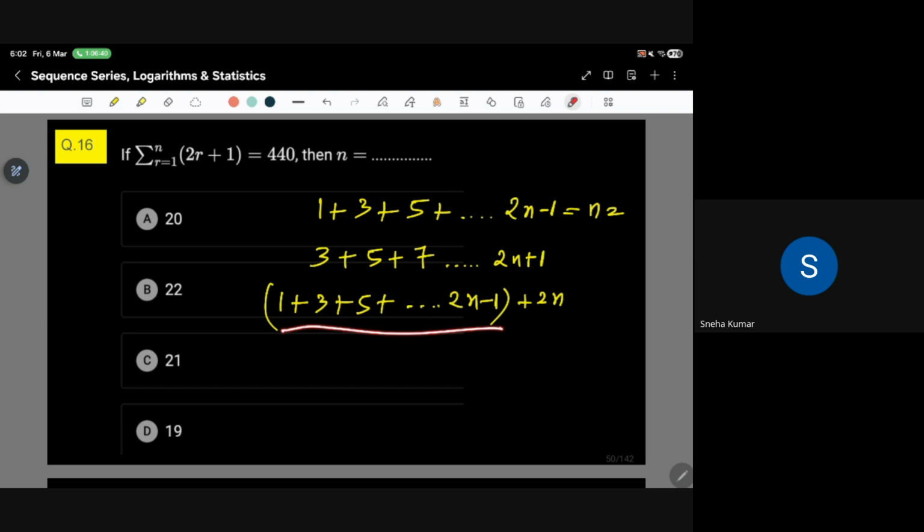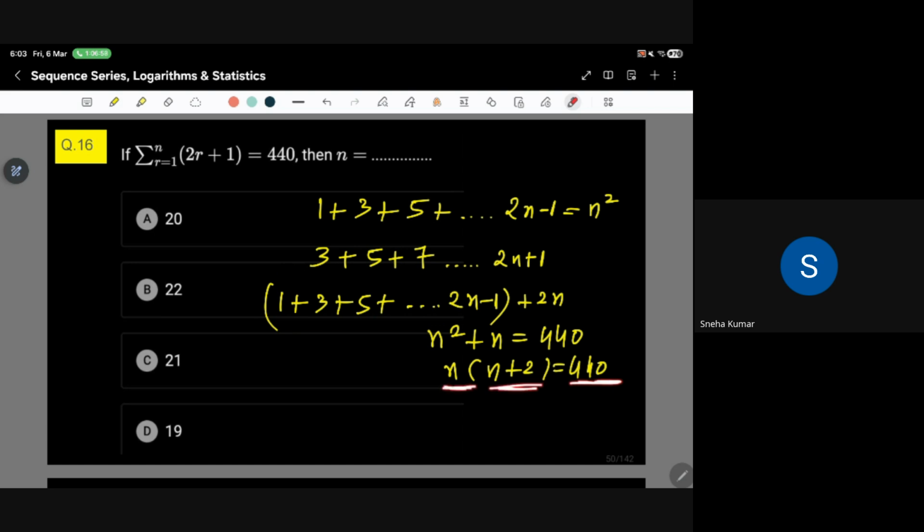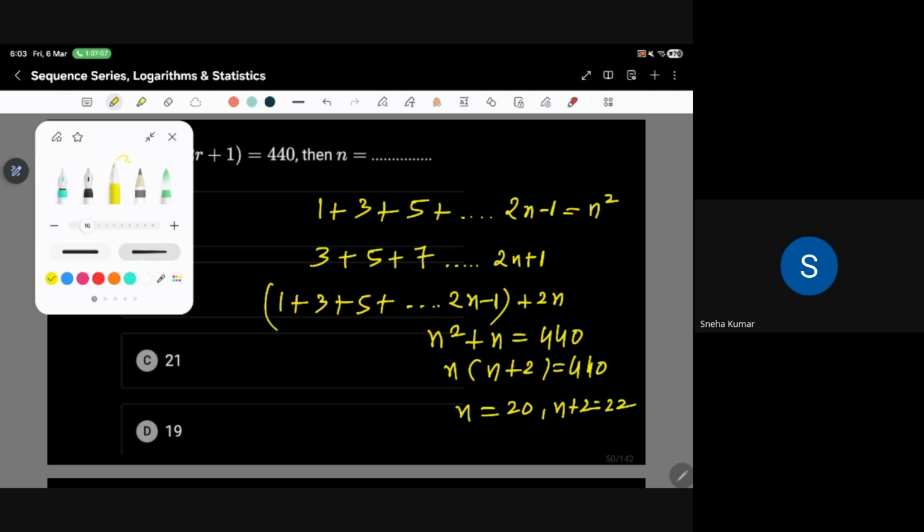Now, this formula is n square plus n. They have given this thing as 440. So n into n plus 2 is 440. So we just have to break 440 into two numbers which differ by 2. So if n is 20, n plus 2 is 22. So we get the answer.